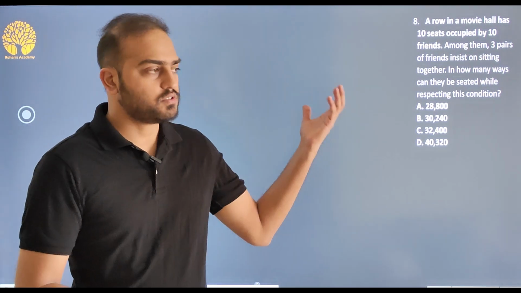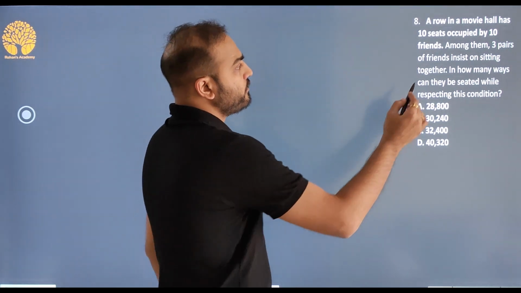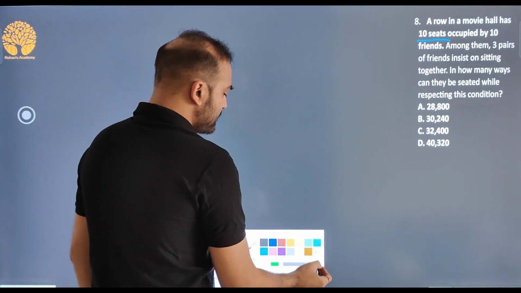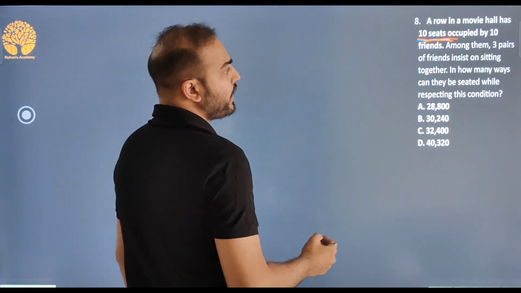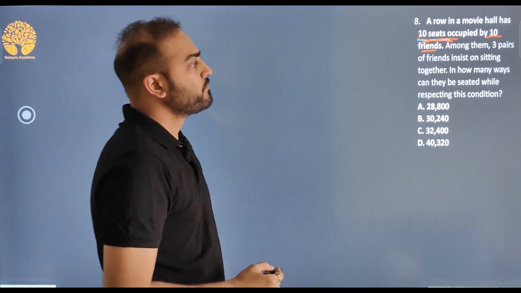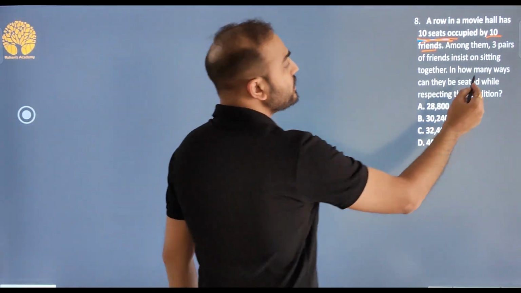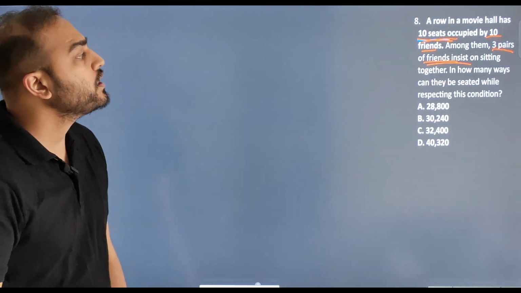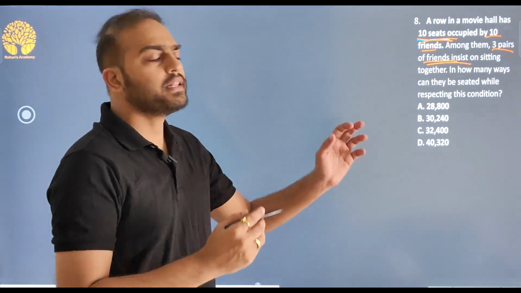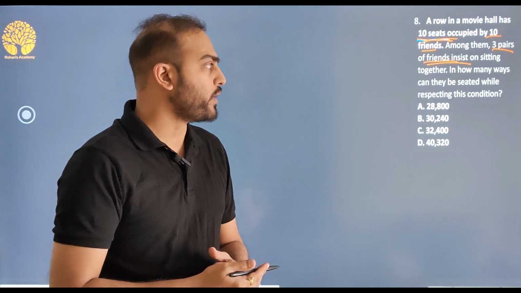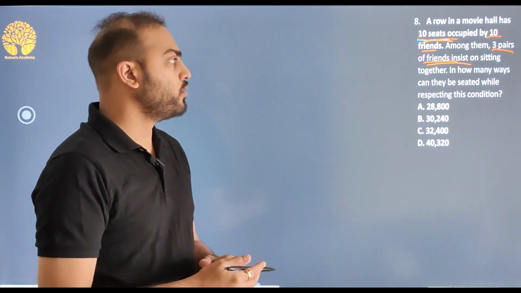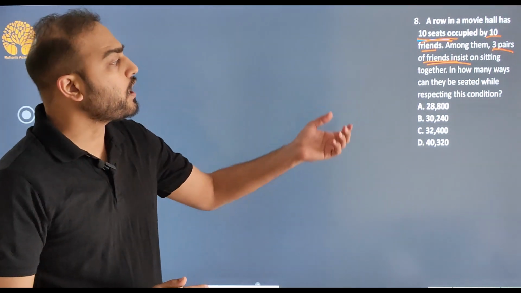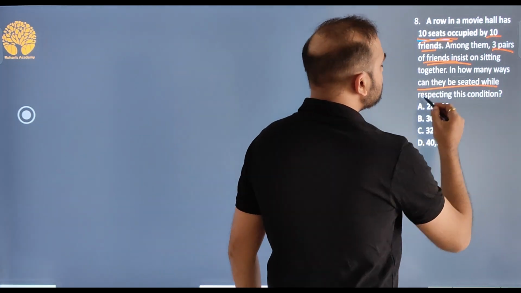So let's look at the question based on this previous concept. So see, we have 10 seats, and there are a total of 10 friends. Now among these 10 friends, there are 3 pairs of friends, and these pairs insist on sitting together. We say fine, no problem. You are 3 pairs, you want to sit together, fine, sit. Now the question is, how many ways can they be seated?